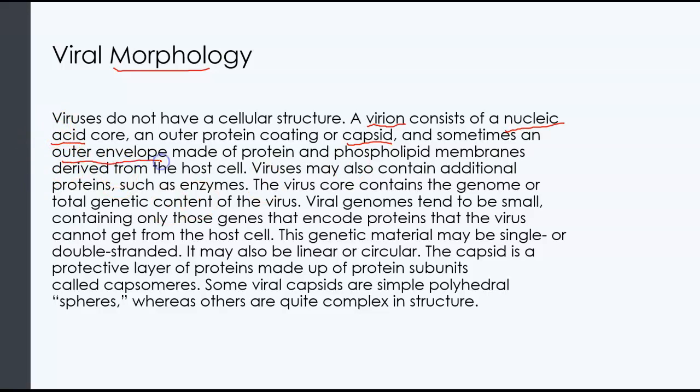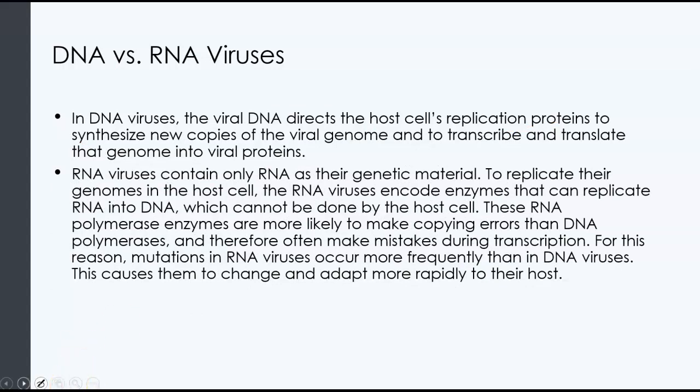And that outer envelope is made of protein and phospholipid membranes that were actually derived from the host cell by the process of phagocytosis and exocytosis. And then it talks about how viruses have lots of different shapes, which we will be going into later. But the capsid part, the protein part that surrounds the nucleic acid core, is composed of structures called capsomeres. So we will stop here.